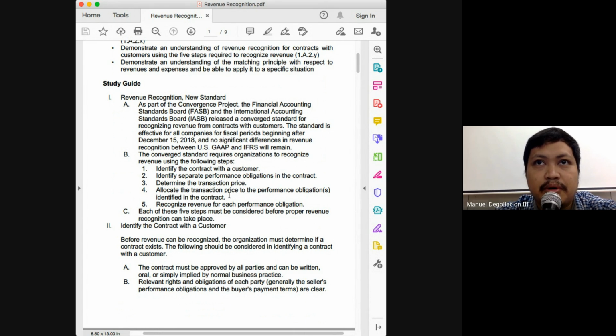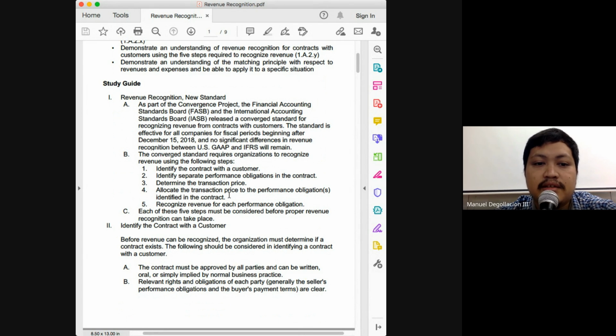Again, this should not be difficult to remember. What are the 5 steps? Number 1, identify. Number 2, identify. Number 3, determine. Number 4, allocate. And number 5, recognize. The first identify is what? Identify the contract. The second identify is to identify the performance obligation. And number 3, determine the transaction price. Number 4, what are you going to allocate? Allocate the transaction price. And number 5, what are you going to recognize? Your revenue, which is essentially our topic.